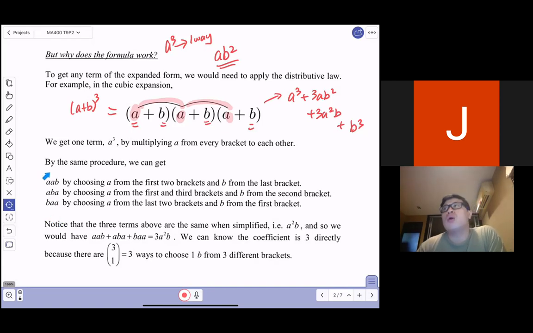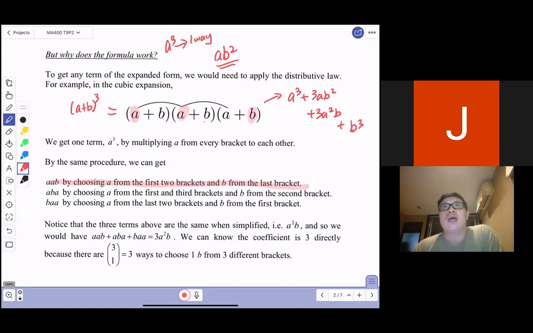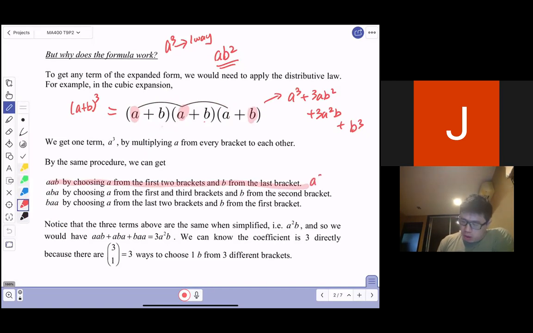So there are like 3 ways to arrange them. By choosing a from the first 2 brackets, let me make it better. So the one in red, basically I choose red and red. This will give me an a square b.